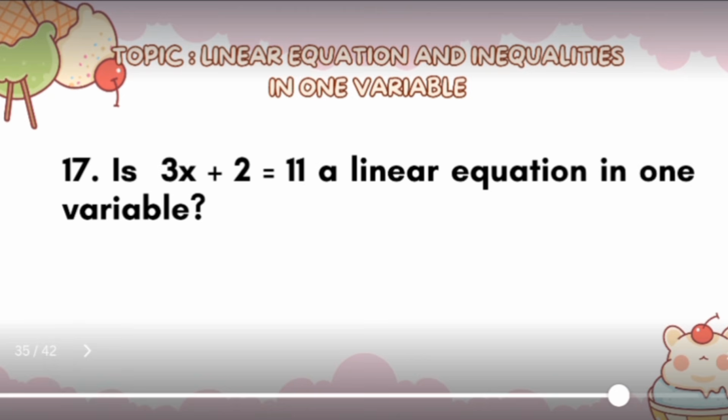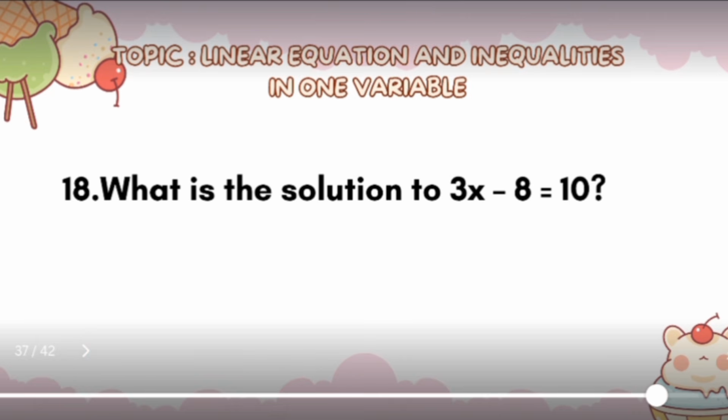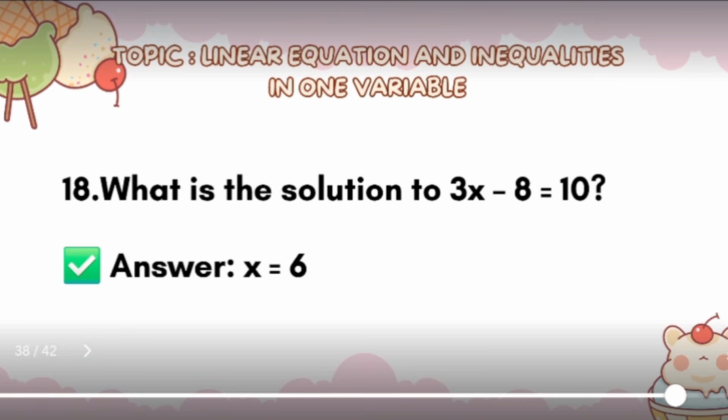Number 17 is under the topic linear equation and inequalities in one variable. Is 3x plus 2 equals 11 a linear equation in one variable? The answer here is yes. It has only one variable, and that is the variable x with an exponent of 1. Question number 18. What is the solution to 3x minus 8 equals 10? So the value of x there should be equal to 6, because 3 times 6 is 18 minus 8, that is equal to 10.